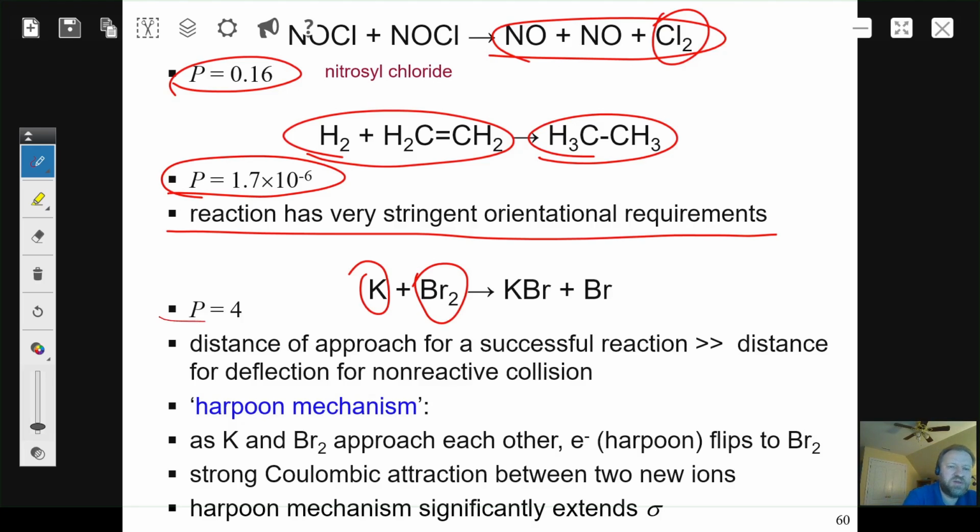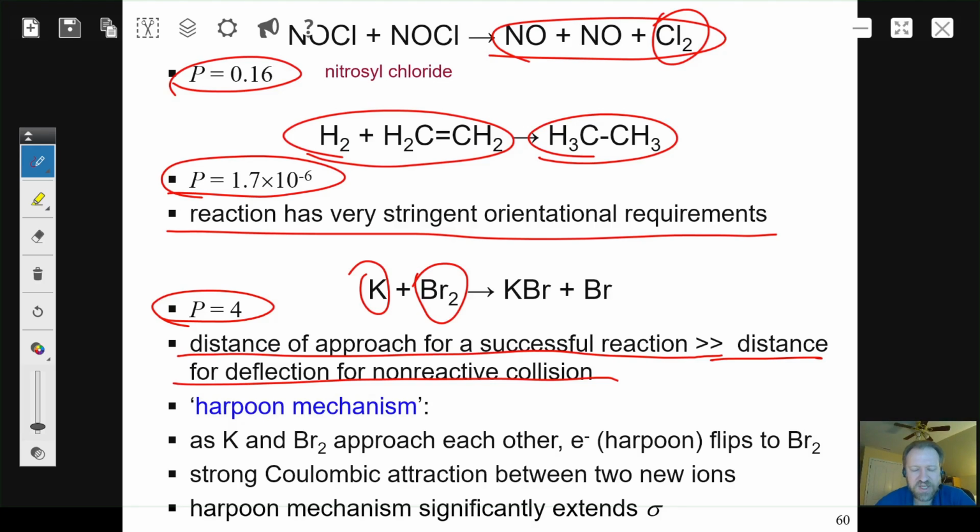Now for this particular reaction, the steric factor was found to be several times greater than 1, right? So it means that the distance of approach for successful collision is much greater than the distance for deflection for non-reactive collision, which means there are many more successful collisions determined to take place in this reaction than what's predicted by collision theory and kinetic molecular theory.